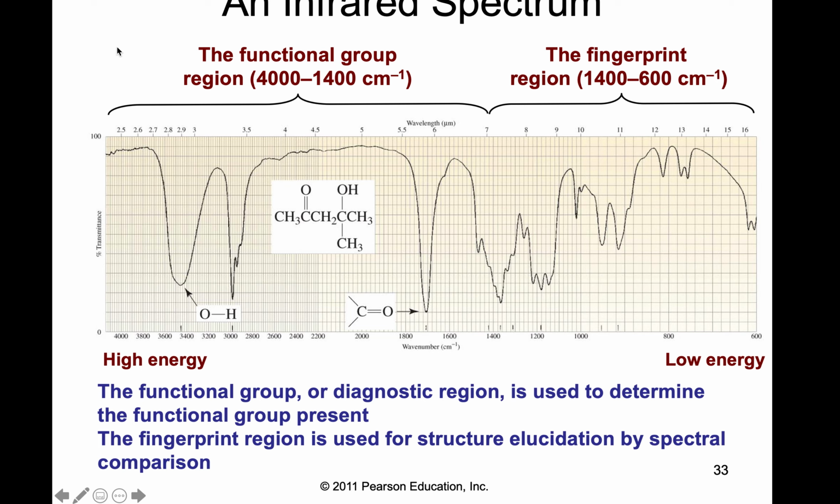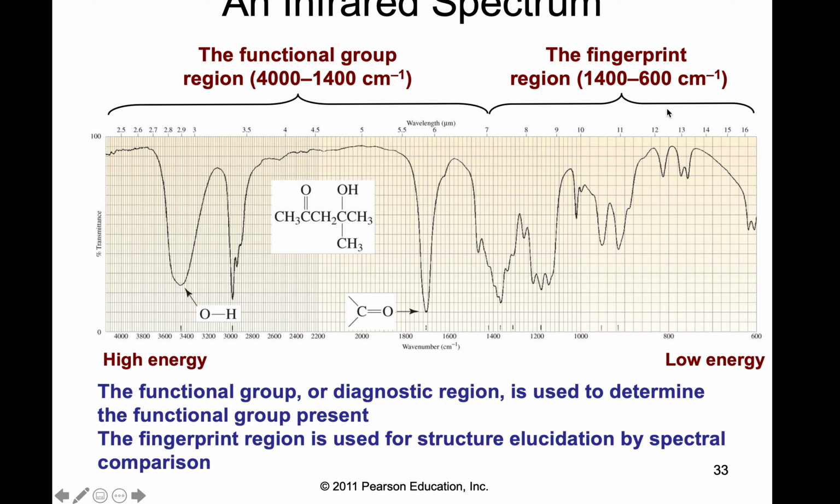Here's a typical infrared. Over on the left of the spectrum is high energy, and way over on the right is lower frequency, low energy. Your wave numbers are at the bottom, and they generally run from 600 to 4,000. And then you have your wavelengths from 2.5 to 16. The functional group region is generally from 4,000 to 1,400. And the fingerprint region is about 1,400 down to 600. That's called the fingerprint region.